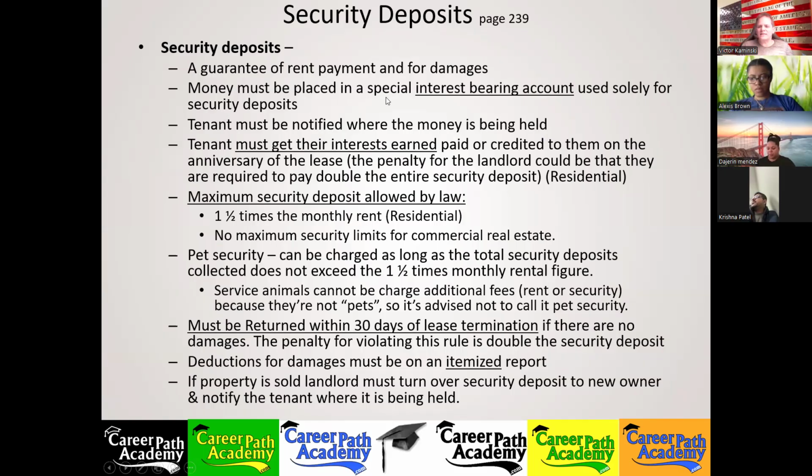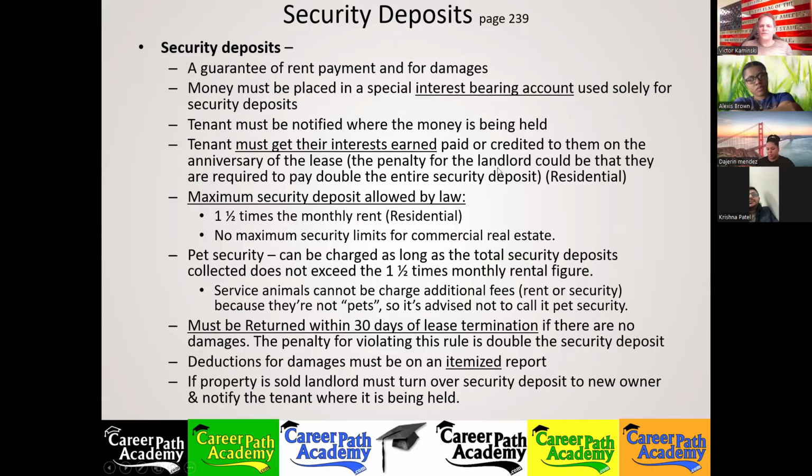So the landlord has an obligation to put your money in an interest-bearing bank account used only for keeping security deposits of tenants. The tenant must be notified where the money is being held. The tenant must get their interest earned, paid, or credited to them on the anniversary date of their lease annually.